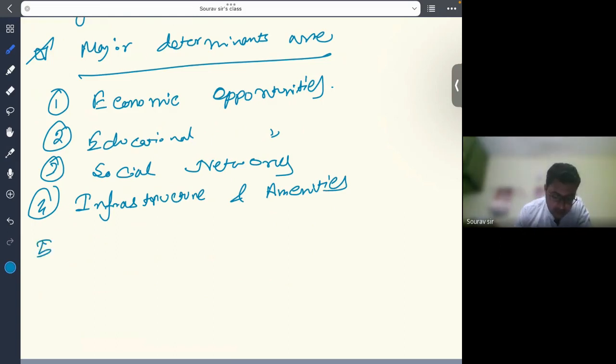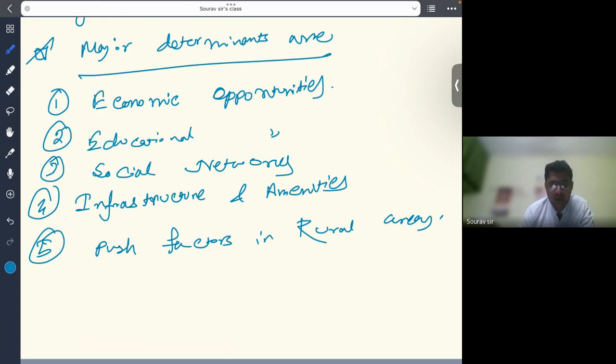The next part is the push factors in rural areas. Push factors such as poverty, lack of employment opportunities, and poor living conditions in rural areas can also lead to migration to cities.